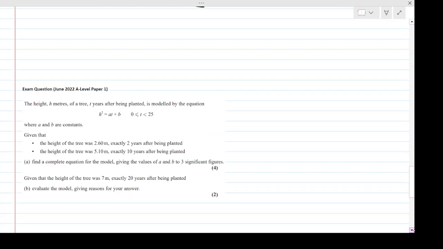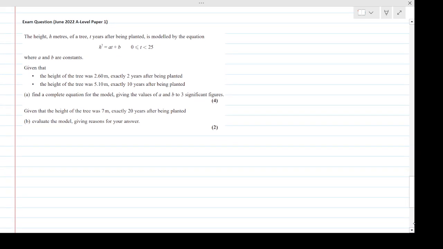There we are. I'm going to leave off with the exam question then. And it's this idea of modelling again, which I did a video on at the end of the last section of quadratics. So real life context with equations.